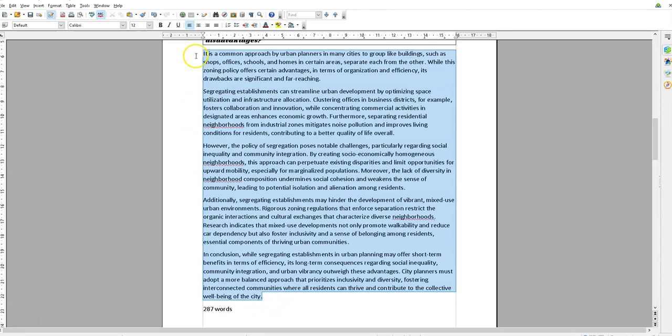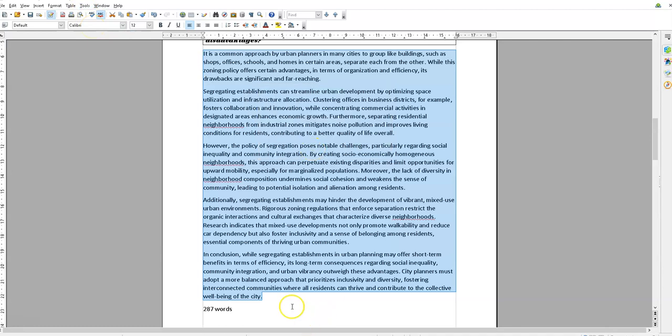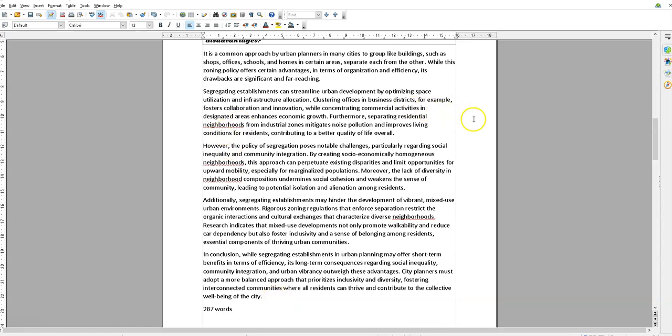Is that 287 words? That looks a little bit long. Let me just have a look at that. Yeah, looks like a lot more, but okay, 287. So you can see all of that. Okay, so I'll just leave that there.